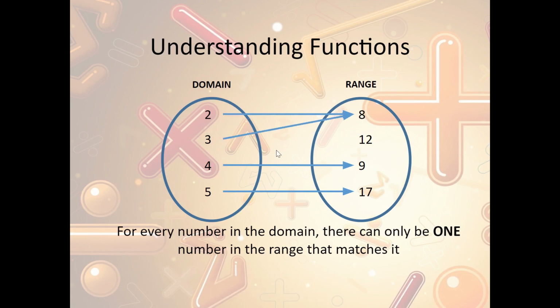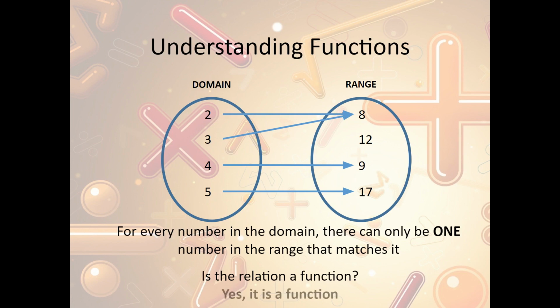Okay, let's look at another example. So this one says for every number in the domain there can only be one number in the range. And is this one a function? Well, we have 2, 3, 4, and 5, and 2 is mapped to 8, and 3 is mapped to 8. So there's two numbers going to 8. The question is, is that okay?